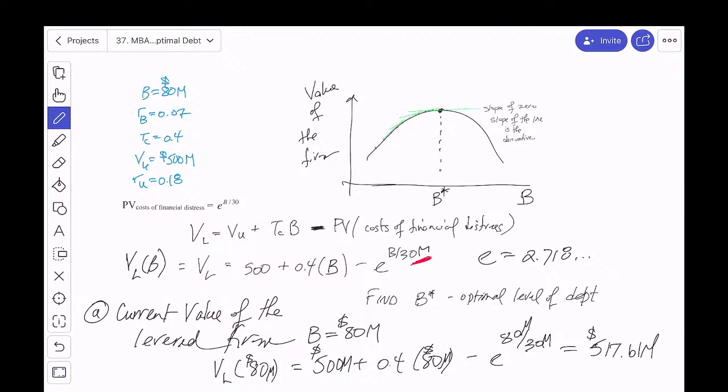All right, now, so we found out that at the level of debt of 80 million, the current level of debt, the value of the firm is 517.61 million. Is that too much debt? Could we do better with less debt? Is it too little debt? Could we do better with more debt? That's what we have to figure out next.